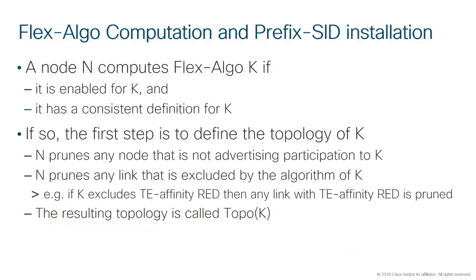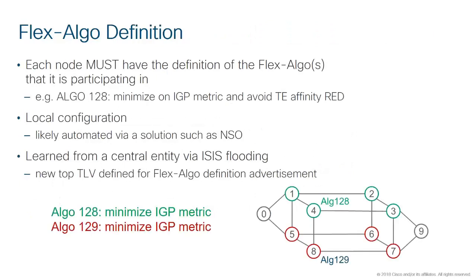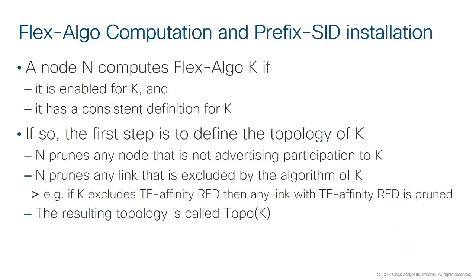Okay. Now that we have enabled a node for a flexible algorithm, now that we have prefixes for that algorithm, now that we have the definition of the algorithm, and I repeat, the definition will be what to minimize, what to exclude, then we are at the step where we explain how to compute it. So let me take the first step.